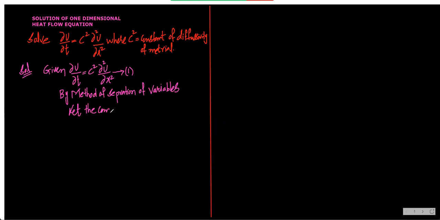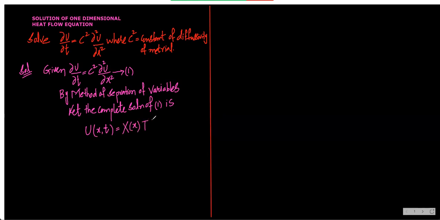Let the complete solution of equation number 1. Remember this? What is that? How many variables are there? There are two variables, x comma t. u is a function of two variables, x comma t, is equal to X times T, where X is a function of x and t is a function of t.